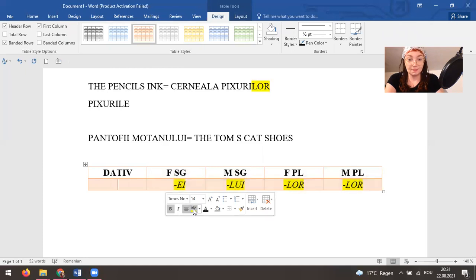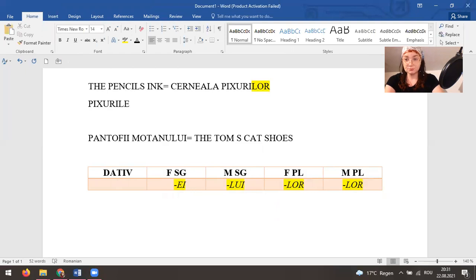Now that we know this, how would it be if we have a female possessor and we are not saying my cat, my dog, my house, my car, and whatever, but we add a name? Then we'll have, let's say, Anna's car and Mihai's car. How will it be?